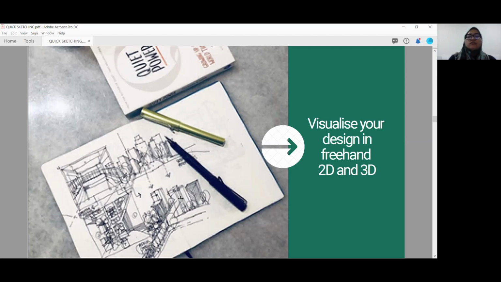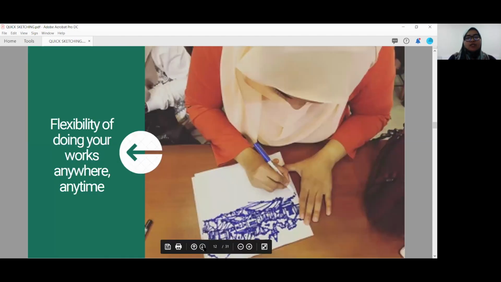So don't jump into the computer first. The computer skills, you guys are very smart. You guys are very genius nowadays. Everything is at your fingertips, so you can master the skills of computer later on. But first, you need to know the basics. Use your hands. And then there is the flexibility of doing your work anywhere, anytime.